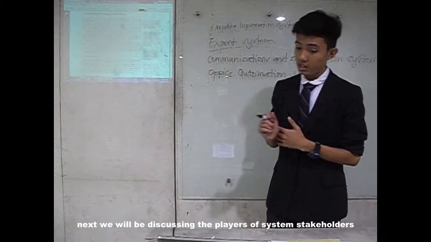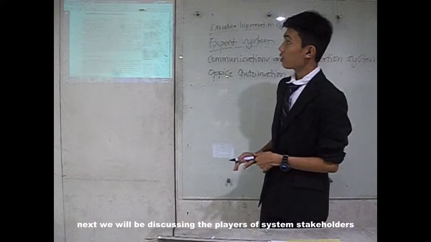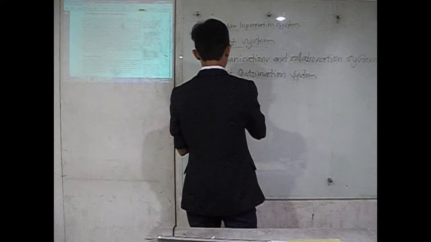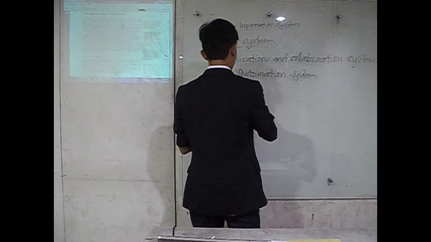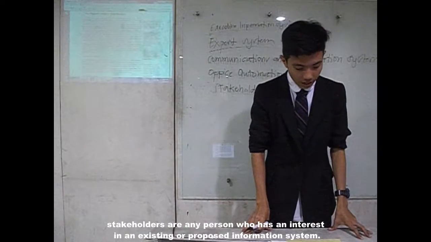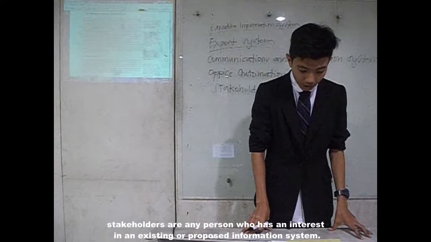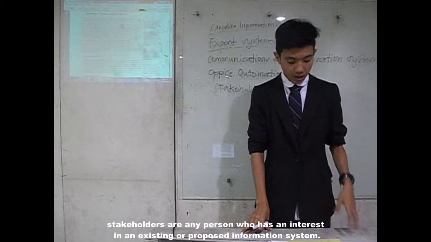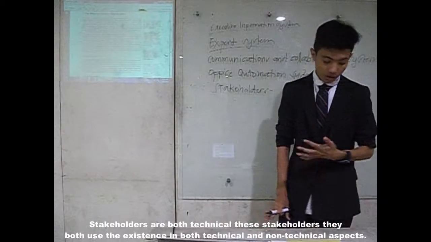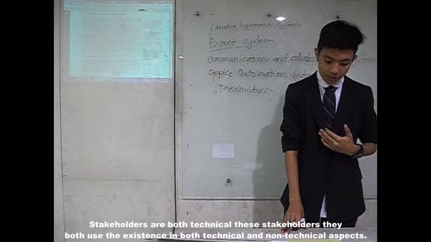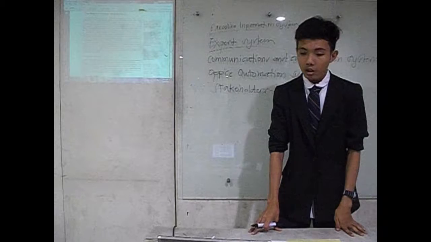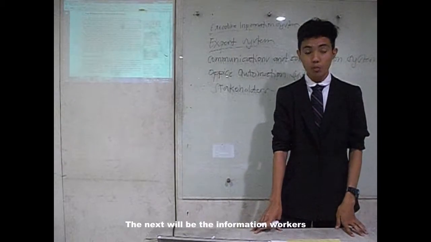Next we'll be discussing the players of the system: the stakeholders. Stakeholders are any persons who have an interest in an existing or proposed information system. These stakeholders use the systems in both technical and non-technical aspects.